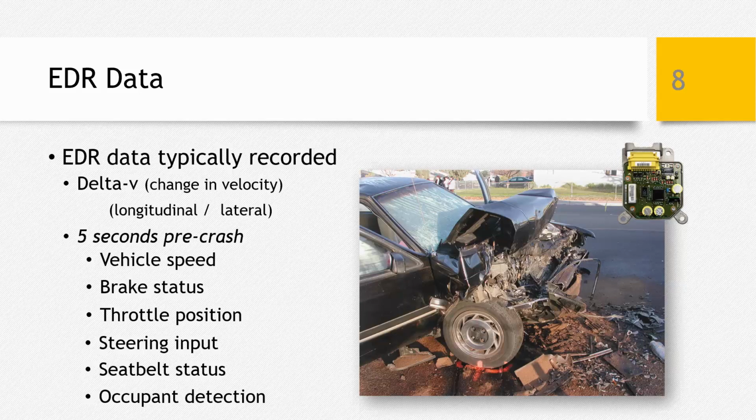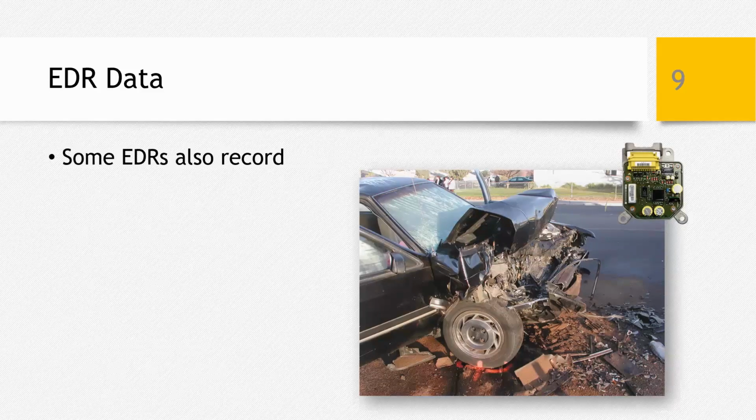Other common pre-crash data elements include brake status. When were the brakes applied? 5 seconds, 4 seconds, 3 seconds before the crash. Throttle position, steering input, seatbelt status, occupant detection, and a lot more of these data elements are included as pre-crash data.